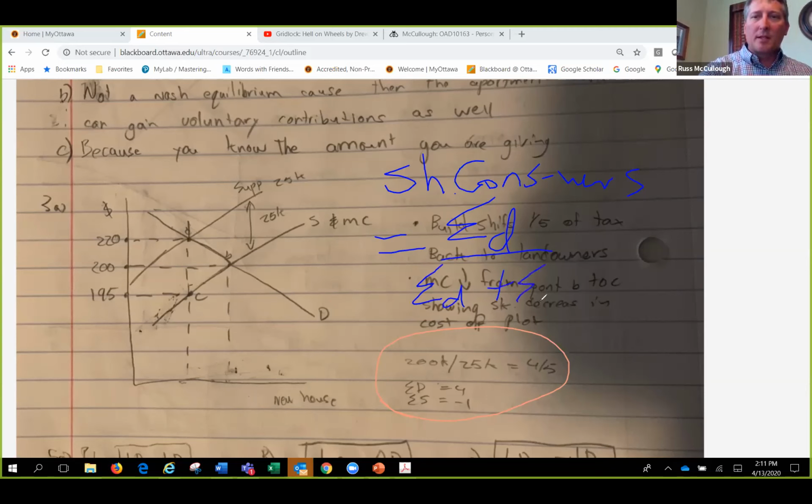So this is just a convenient formula that you can use. You're adding these together. So it's really the absolute value of the elasticity of demand, which is always negative. So you're adding that together. The problem said that the elasticity of demand was 4, and that makes the consumers have 4/5 of the burden of the tax.